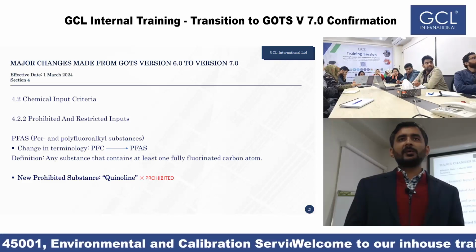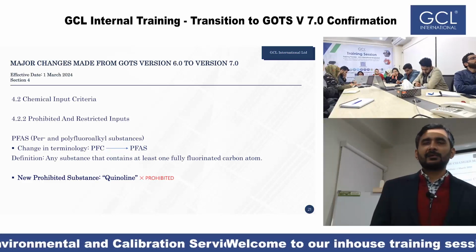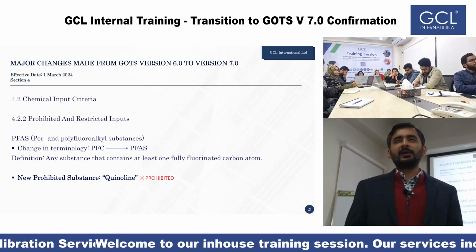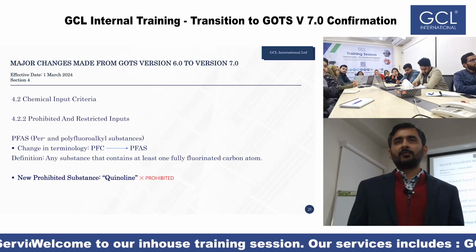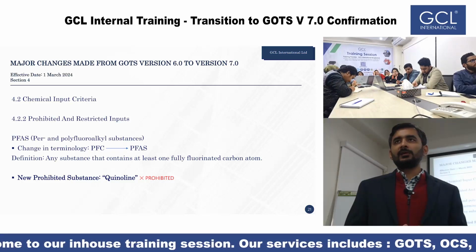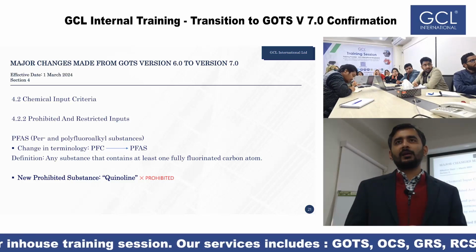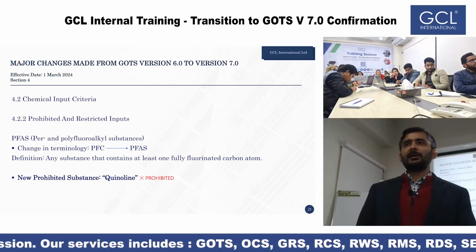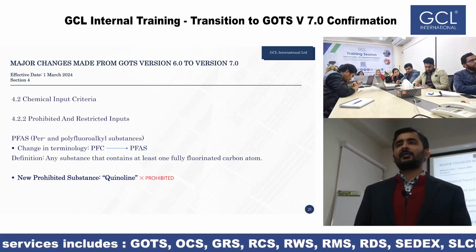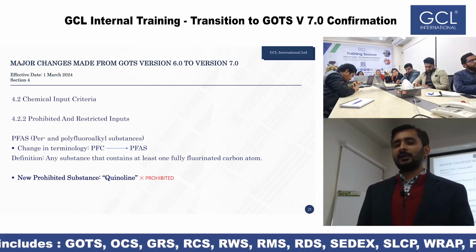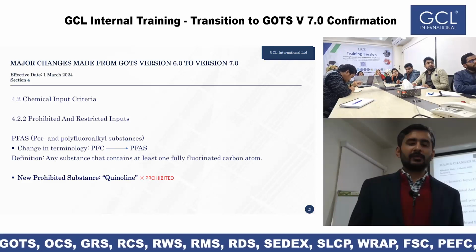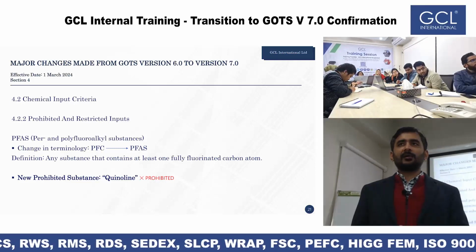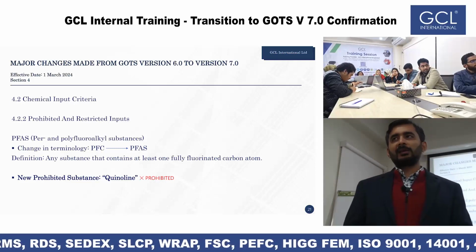So the new substance that they have added in GOTS version 7.0 as prohibited material is quinoline. So what is basically quinoline? If someone has malaria, or if someone has experience of taking a lot of antibiotics, most of us already know that quinoline is a very effective antibiotic. For human beings, it is one of the most effective antibiotics for malaria.